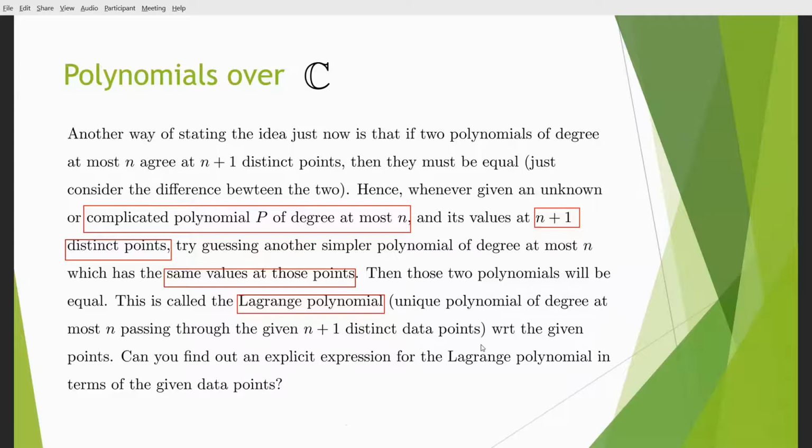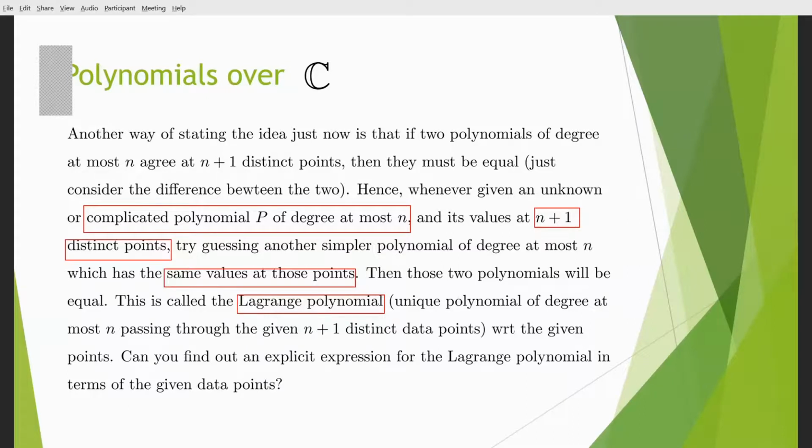I will give you a hint. It is very similar to the polynomial that we saw in one of the previous slides, that is x minus a times x minus b, something similar to that. You can unmute yourself and speak if writing down the expression is difficult.